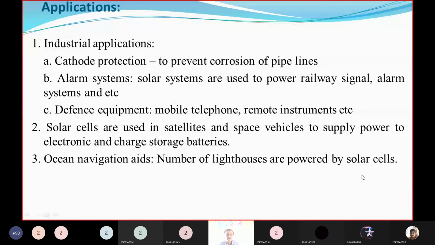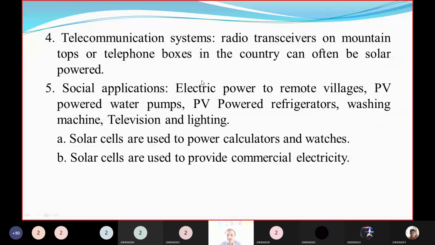And telecommunication systems: radio transfers on mountain tops or telephone boxes in the country can often be solar powered. This is the telecommunication systems.